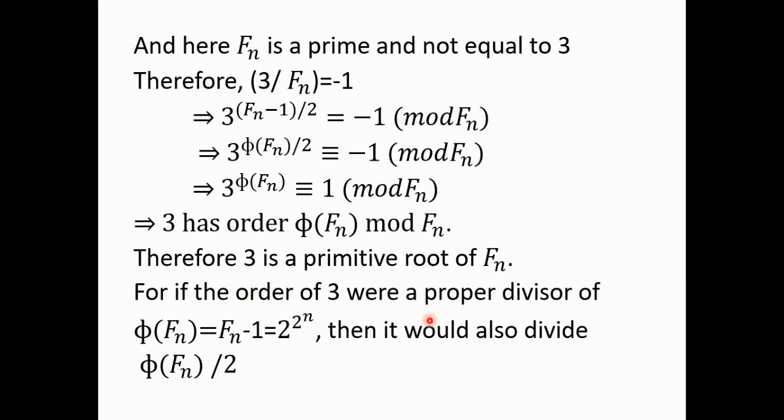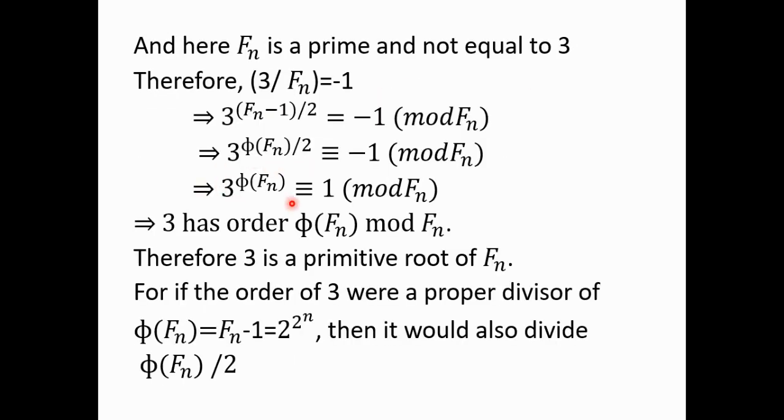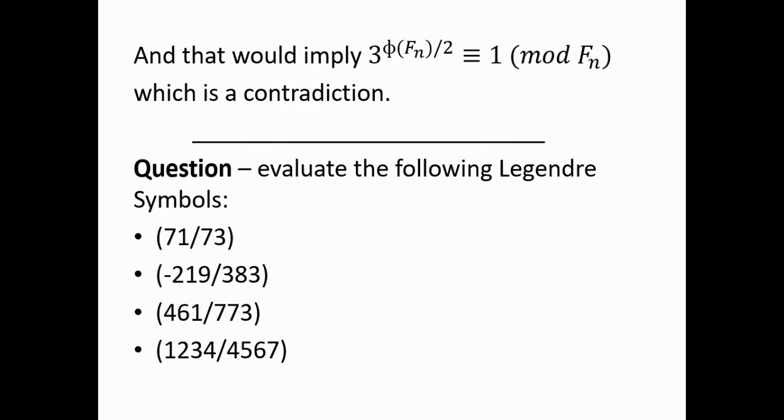So here we have seen that the phi Fn power of 3 is congruent to 1 mod Fn. So if we take any other number which is less than phi of Fn, that is, if the order of 3 were a proper divisor of phi of Fn, that is 2 to the power 2 to the power n, then it would also divide phi of Fn upon 2, and that would imply that 3 to the power phi Fn upon 2 is congruent to 1 modulo Fn, which is a contradiction, and that means the order can be phi of Fn only. That means 3 is a primitive root of Fn. So we have done this.